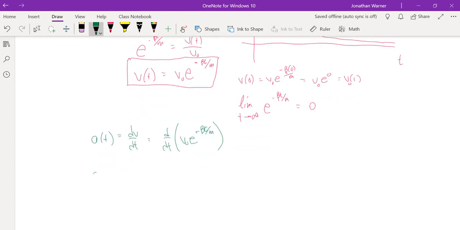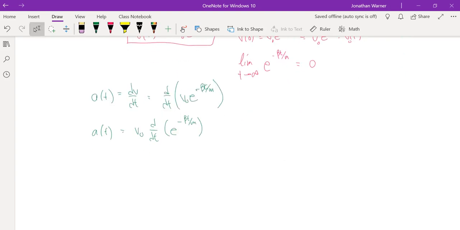Which says v naught is a number, so we're really differentiating the e to the negative bt over m. There's a name for it, right? I don't know if it's the chain rule or the power rule or whatever it is. Here's what we do first. First we differentiate the exponential function.